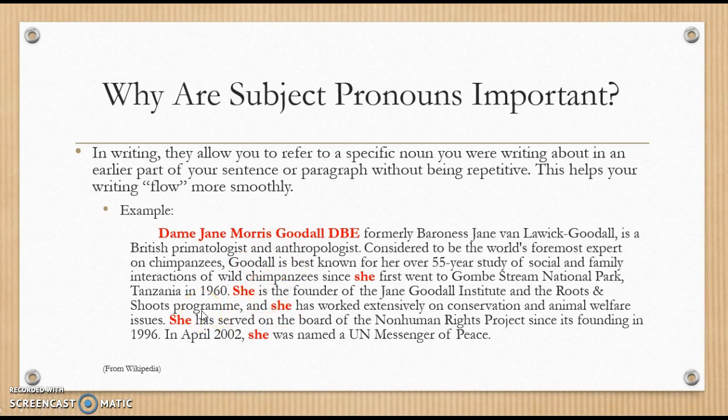And that allows us to not have to spell out her whole name again. If we did that, it would be difficult to read and it would be repetitive. So that's a little bit about subject pronouns.